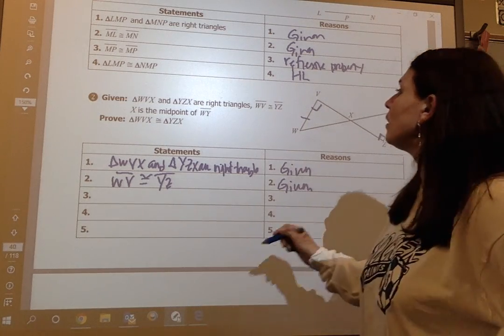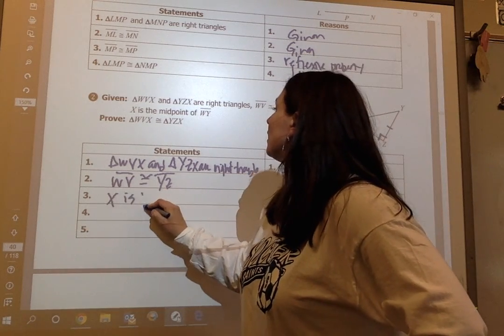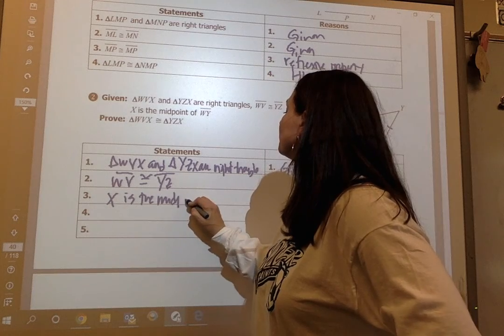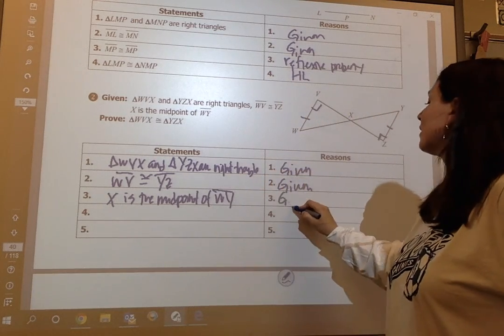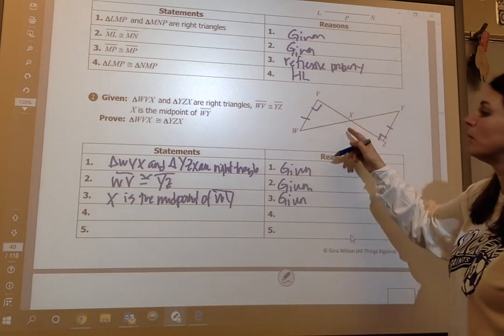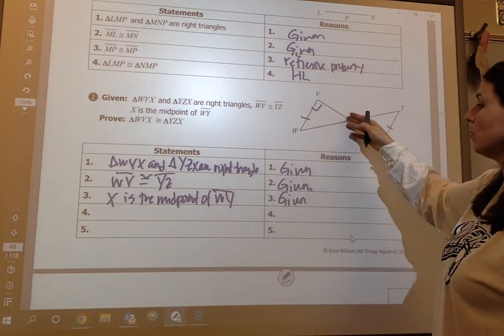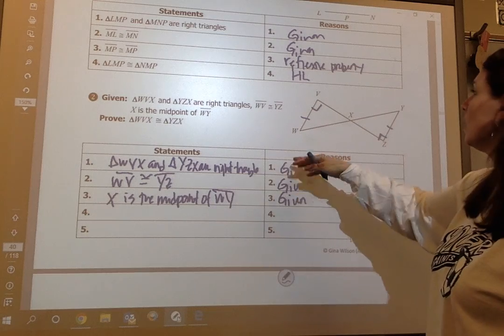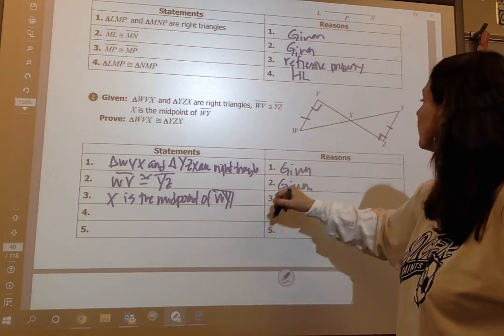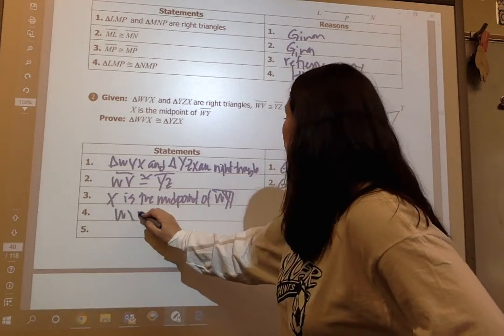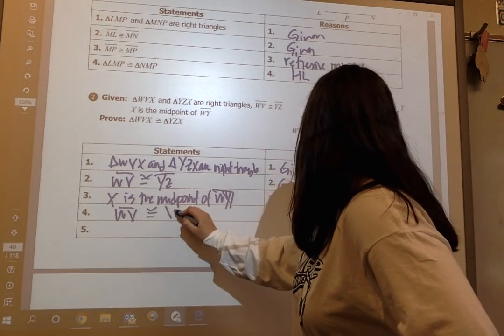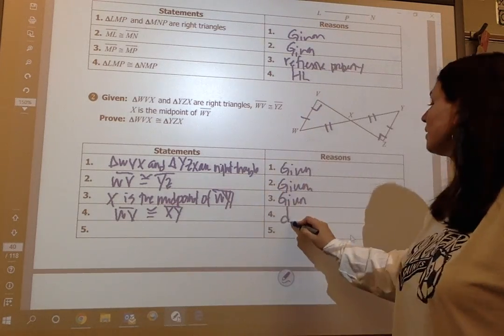All right. I also know that X is the midpoint of WZ. That's given to me. Now, if X is the midpoint of WY, not WZ, then I can make these marks and say that WX is congruent to XY, and that's definition of midpoint.